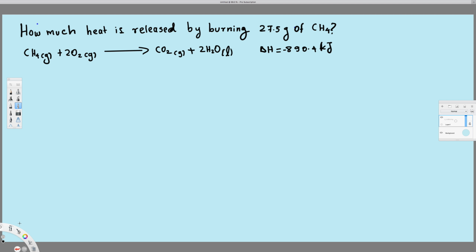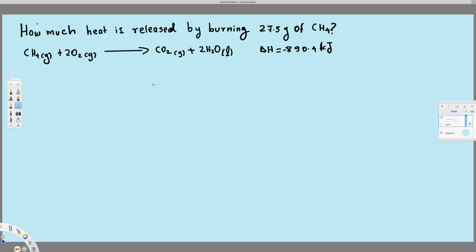Let's do this problem right here. The question is asking how much heat is released by burning 27.5 grams of CH4. We have this equation that is provided right here, and this information says that for 1 mole of CH4 this much heat is released. This negative sign represents released, so we know that this is a released number, right?